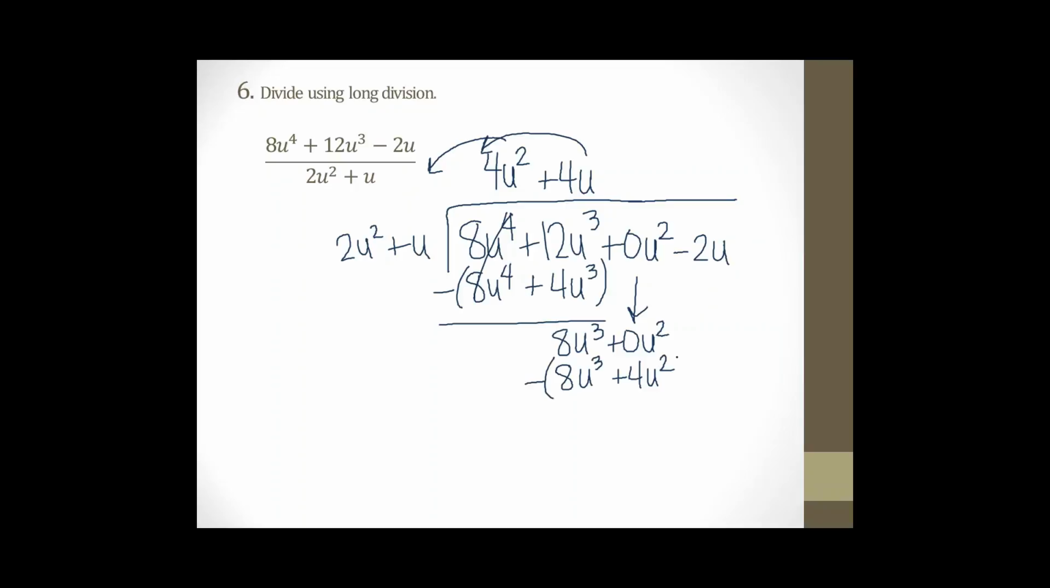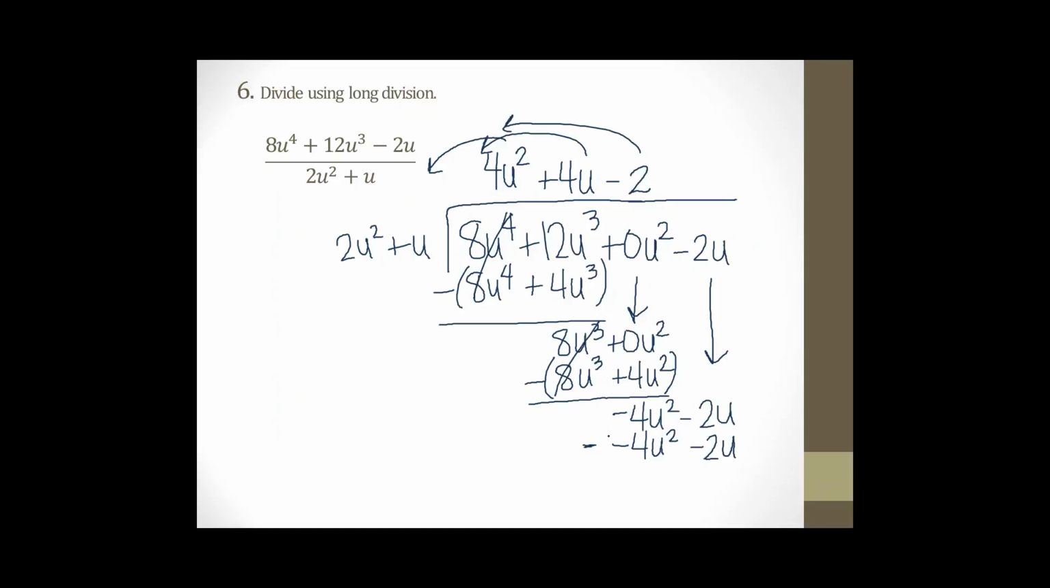Now we're going to subtract here. The 8u to the third cancels out, and then 0u squared minus 4u squared is negative 4u squared. Now we're going to bring down minus 2u, and then we're going to divide again. Negative 4u squared divided by 2u squared would give you just negative 2, because negative 2 times 2u squared is negative 4u squared. We always want to get the same term here. And then negative 2 times u is negative 2u.